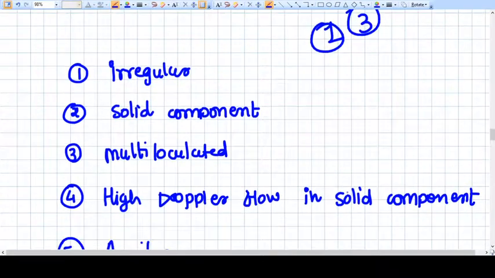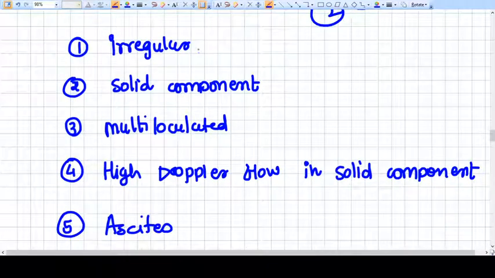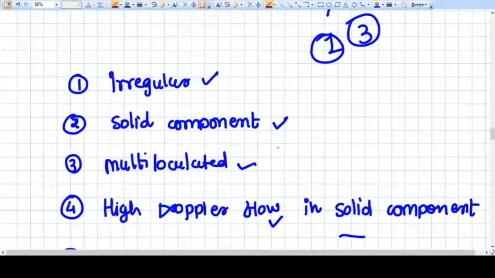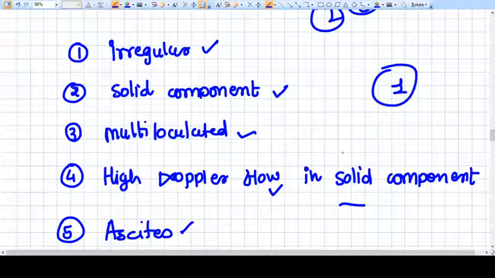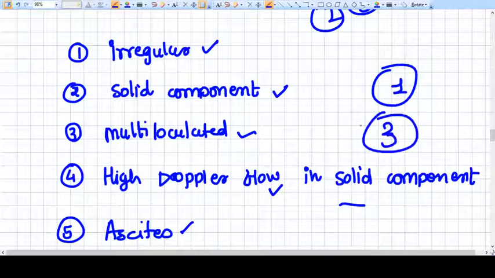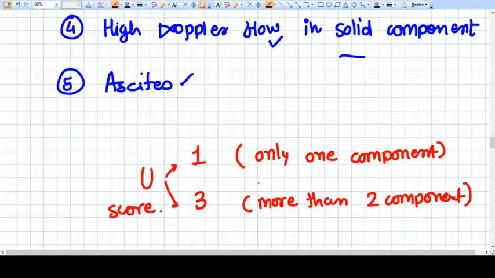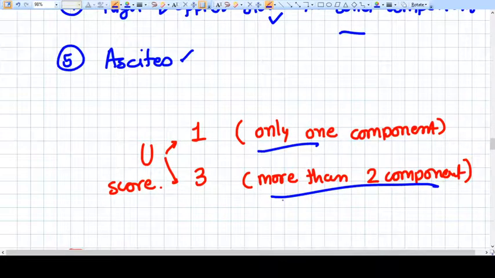What we see in ultrasound are the same features of malignancy: the margins are irregular, there are solid components, multiloculated is seen, high Doppler flow in solid components, and ascites. These are the 5 basic features of malignancy. So if we find 0 or 1 feature, we give the ultrasound score 1. If we find more than 1 feature, we give the ultrasound score 3. Only 1 component, more than 1 components.